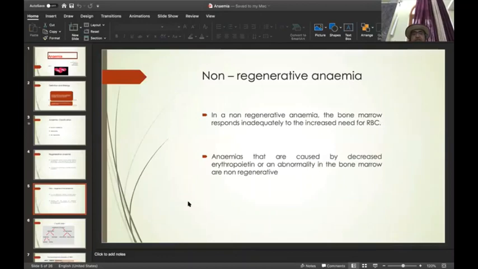Initially it will be different types of non-regenerative anemia, and if we do not go for the treatment, or sometimes it becomes a neoplastic condition, it will enter into a complete non-regenerative anemia, and that is very, very difficult to treat. So prognosis is very, very poor in that condition. So anemia that are caused by decreased erythropoietin.